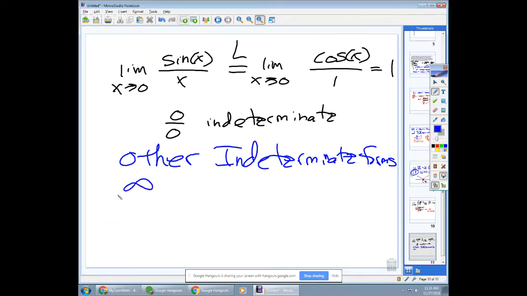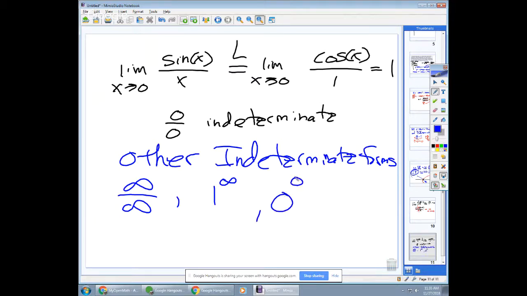Infinity over infinity. Sometimes that evaluates out to be something. Oh, let's see, there's a whole bunch. I made a list. One to the infinity. That may not be one. One to the infinity. No.